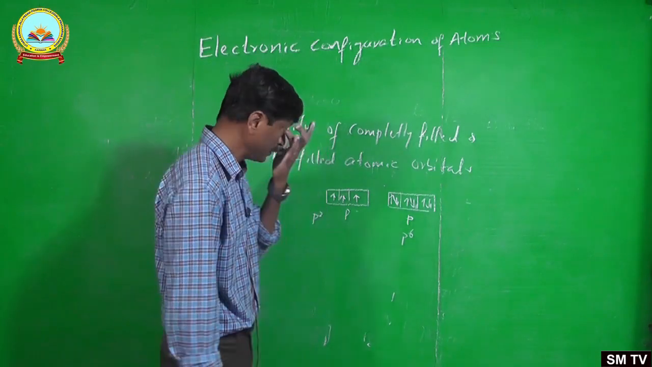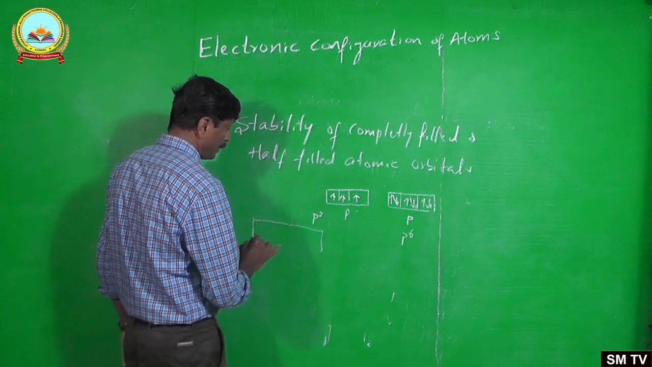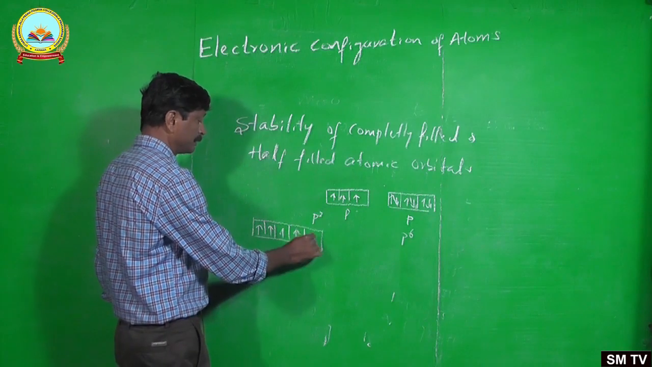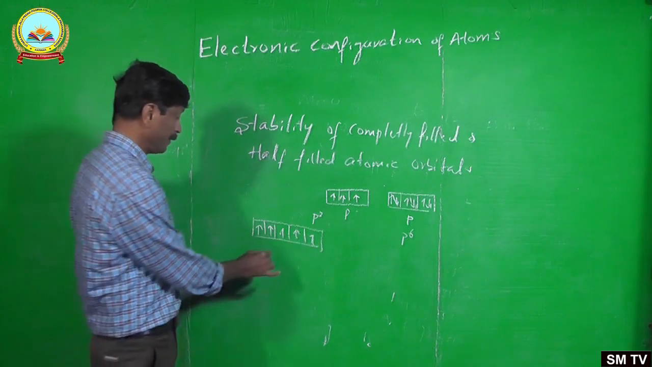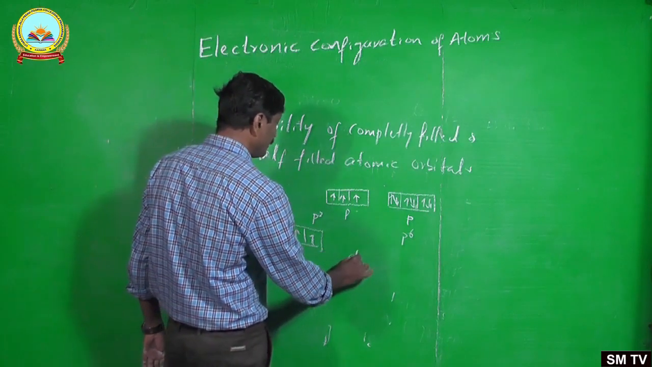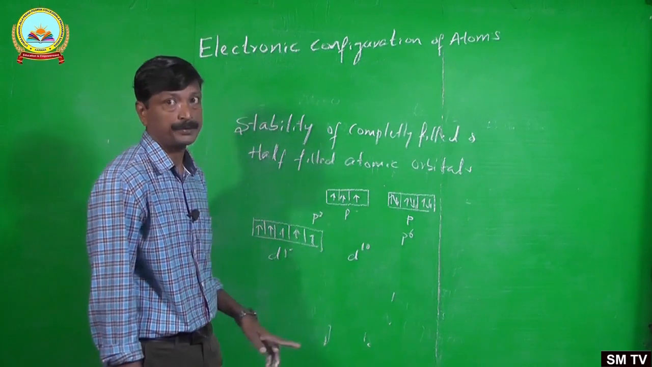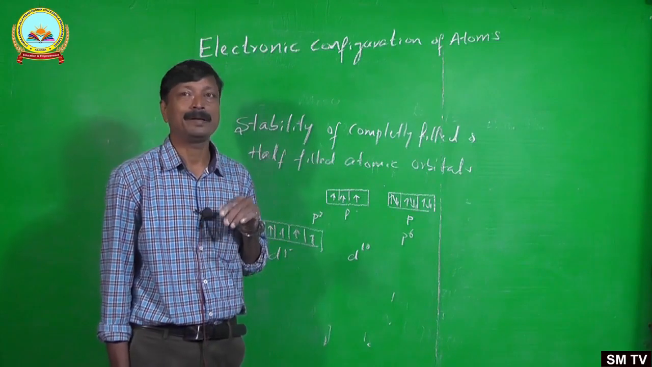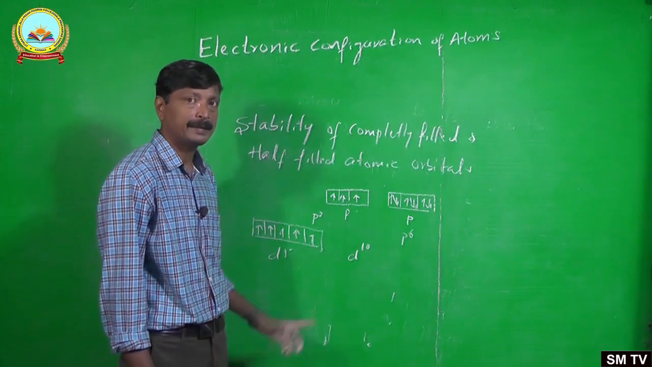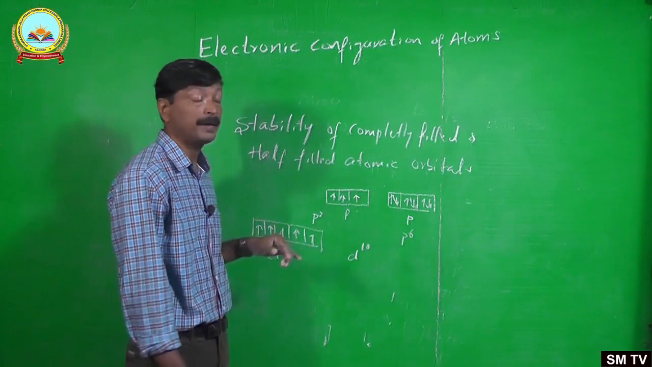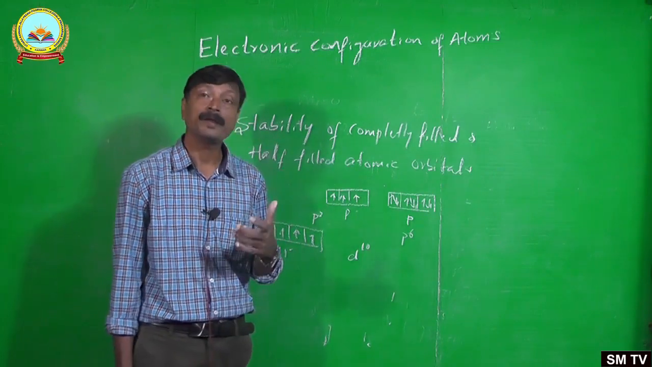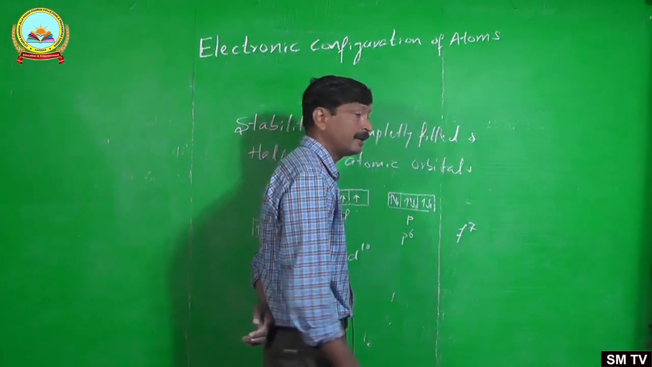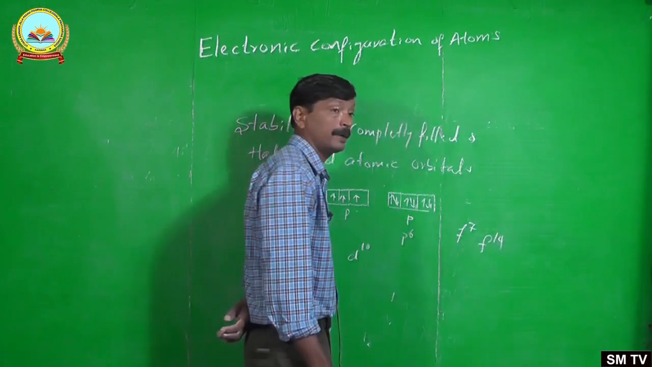In the d subshell also, how many orbitals are there? You have 5 orbitals. So if all are occupied by a single electron, then it is called half-filled, d5. Similarly, d10 is called a completely filled configuration. If any element has a d10 configuration, it is a completely filled d orbital. If it has 5 electrons, then you call it a half-filled atomic orbital. Similarly, there are 7 f orbitals, that means f7 configuration is called half-filled, and f14 configuration is called completely filled.